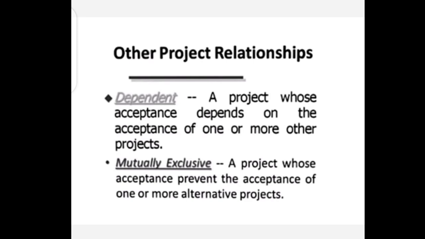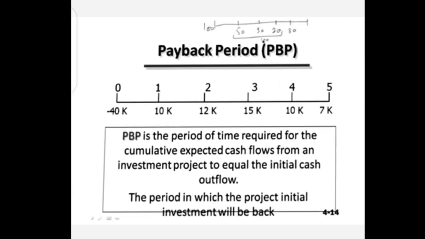Then we have mutually exclusive projects. Mutually exclusive projects are projects where, if you select one, you have to reject the other. Otherwise, there is the alternative, or there is the trade-off. You have to select only one project and you have to forgo the other project. A project whose acceptance prevents the acceptance of one or more alternative projects.